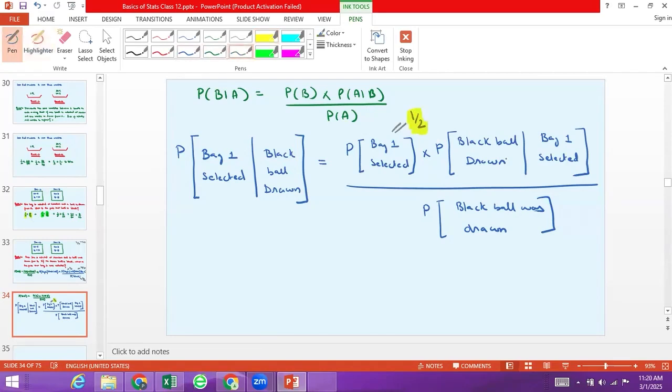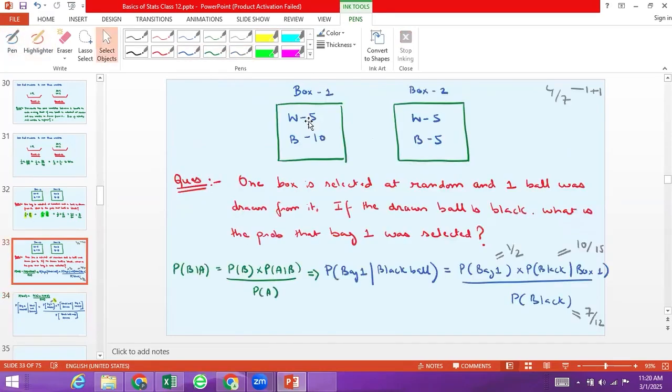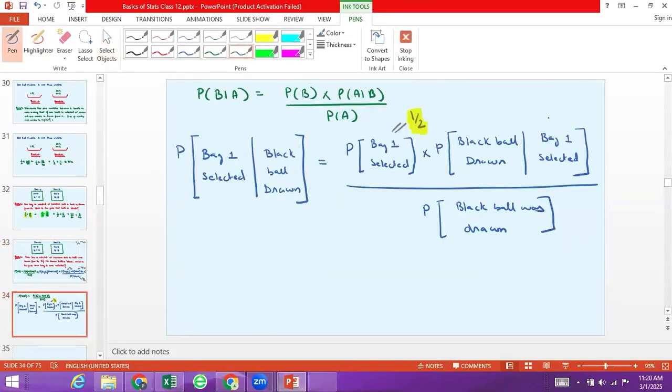What is the probability that a black ball will be drawn if bag 1 is selected? If it is given to you that I have selected bag 1, then what is the probability that the black ball will be drawn from it? It will be 10 by 15, right?